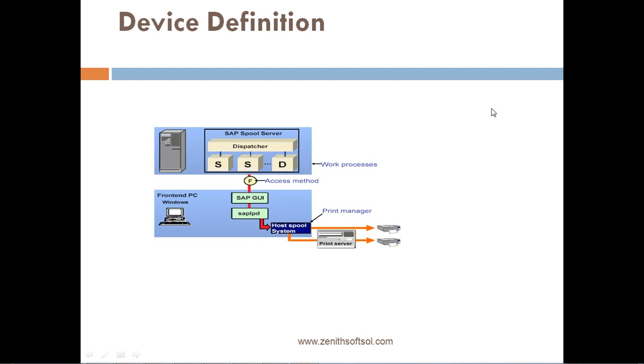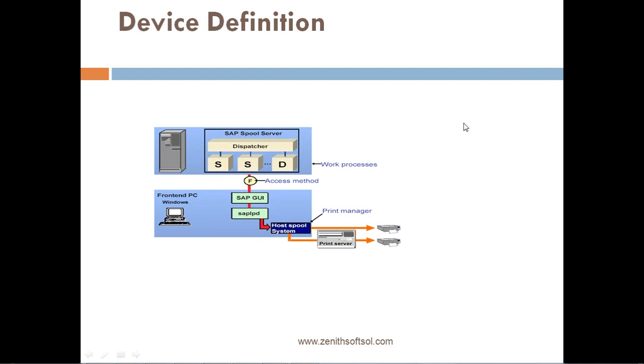Whenever you define an output device in an SAP system, you must first specify the type of connection with which the output device is to be addressed. There might be several printers, HP printer or Epson printer or several other different printers, right? So you need to specify which type of connection will be suitable for that output device. This type of connection is called access method.